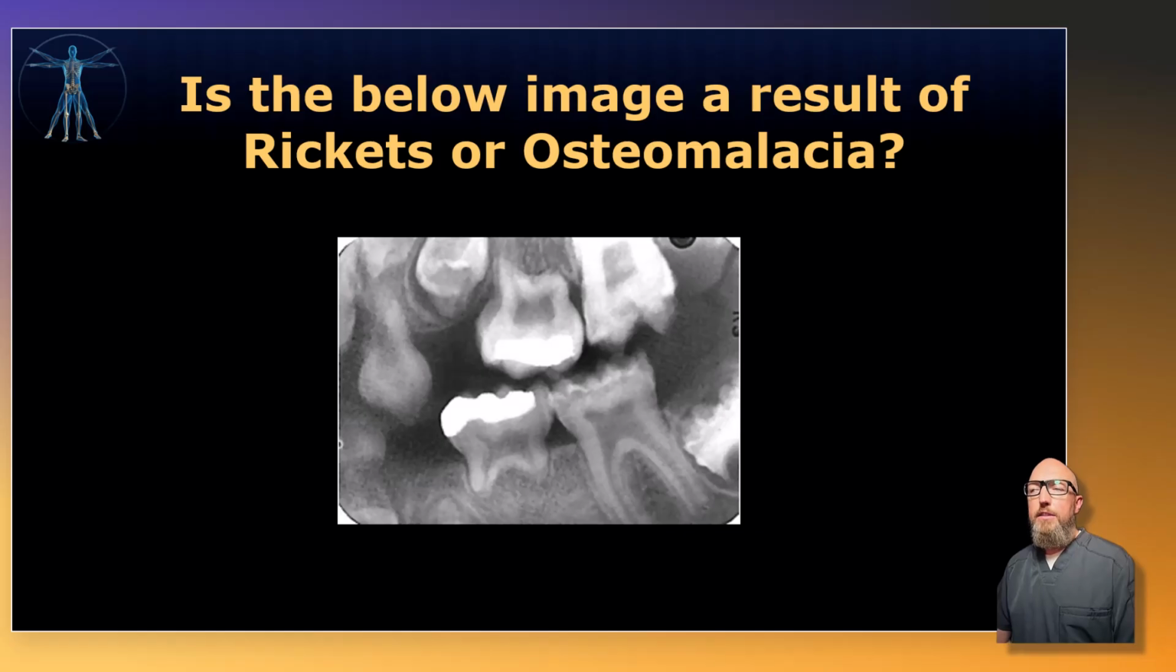All right, what do you think in this question? Give you a second to think about that. Commit to an answer before I give it away. But the answer is Rickets, and the reasoning is the rule from slide 4. Look at the teeth. The enamel and the dentin are affected.